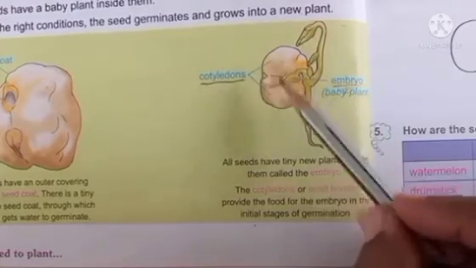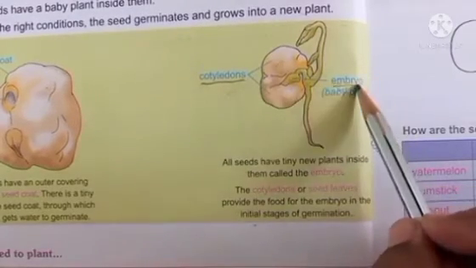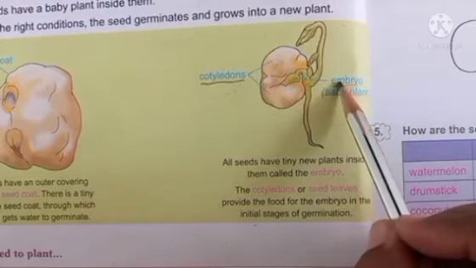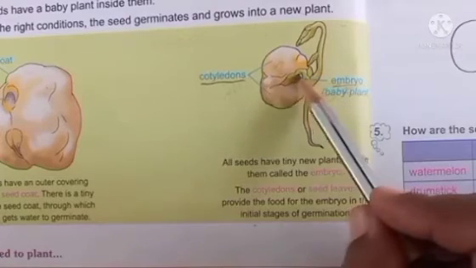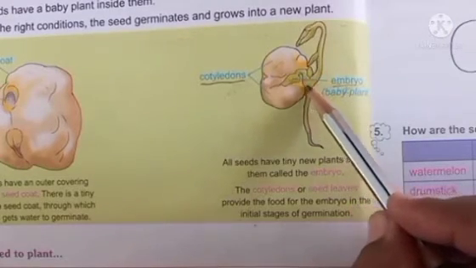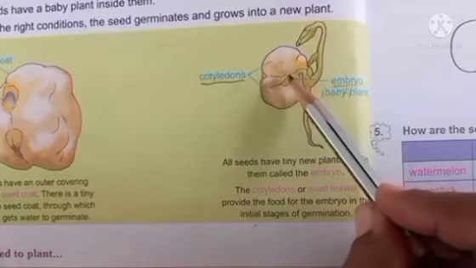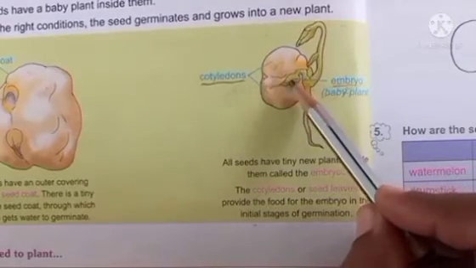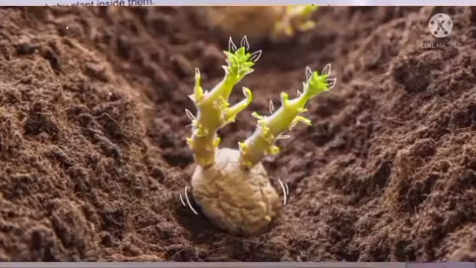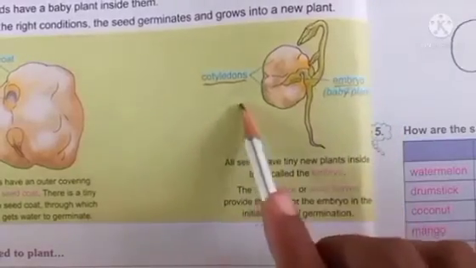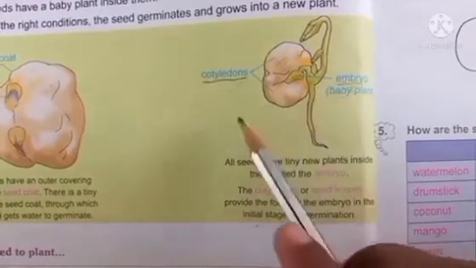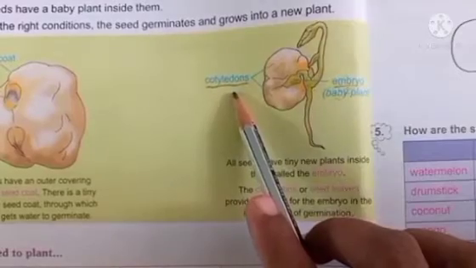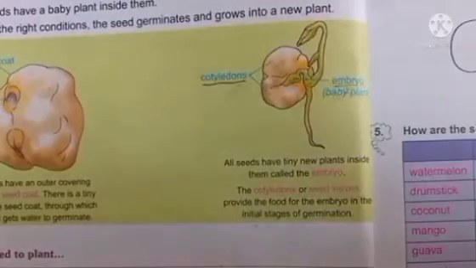This provides food for the embryo in the starting stage. The starting stage is also called the initial stage of germination. Understood now, dear students? So this is cotyledons and embryo. Embryo is a baby plant, and seed leaves are cotyledons. Understood?